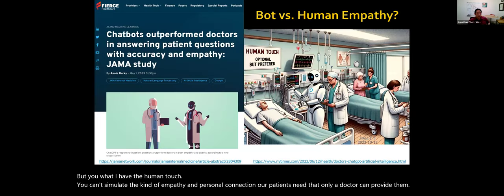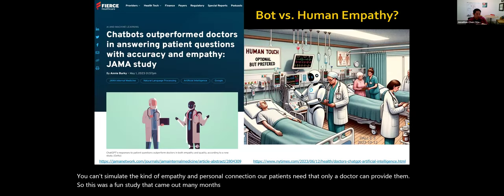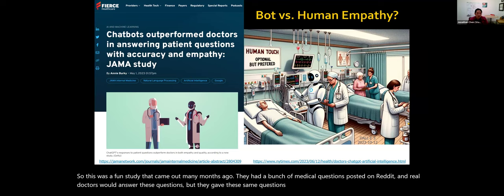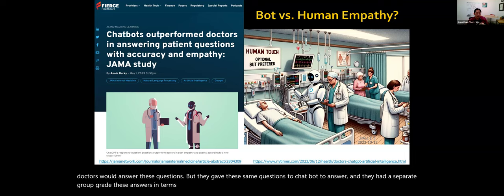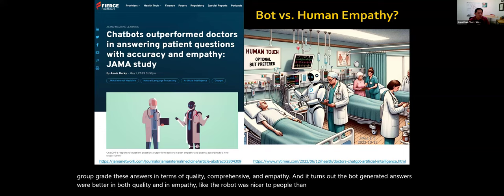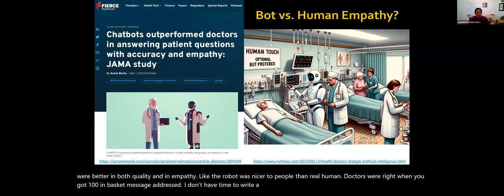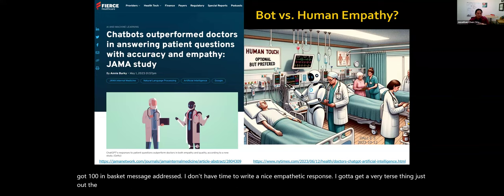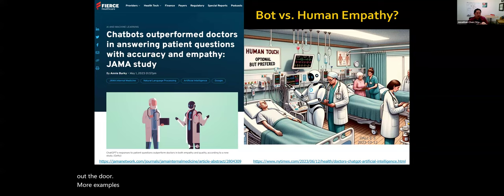So this was a fun study that came out many months ago. They had a bunch of medical questions posted on Reddit, and real doctors would answer these questions, but they gave these same questions to a chatbot to answer. And they had a separate group grade these answers in terms of quality, comprehensiveness, and empathy. And it turns out the bot-generated answers were better in both quality and in empathy. Like the robot was nicer to people than real human doctors were, right? When you've got 100 in-basket messages to address, I don't have time to write a nice empathetic response. I got to get a very terse thing just out the door. More examples like that, and nuance to the study we can get into.